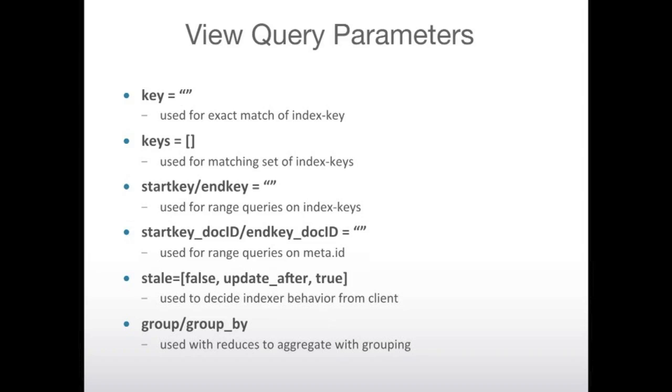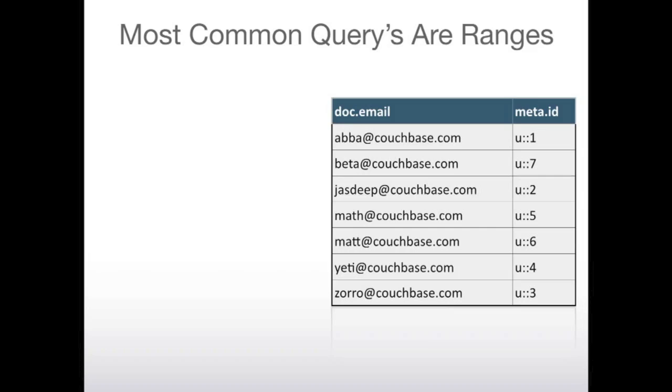And then this is an important one, stale equals false, and we're going to talk about what that means. And then there's the group and group level. Actually, I should say group level, not group by. So that's used for reduces and aggregates to group on those parameters.